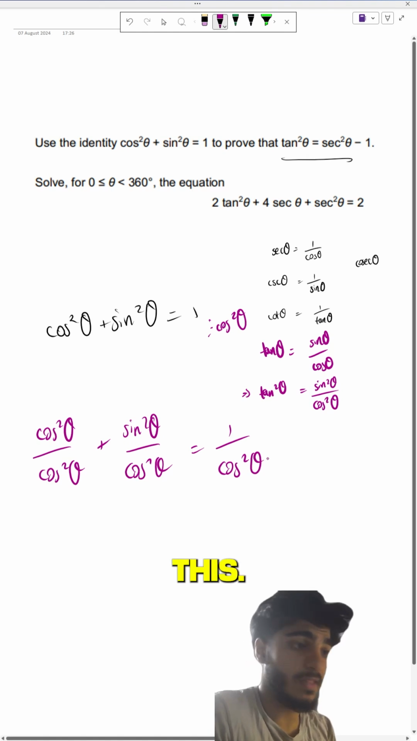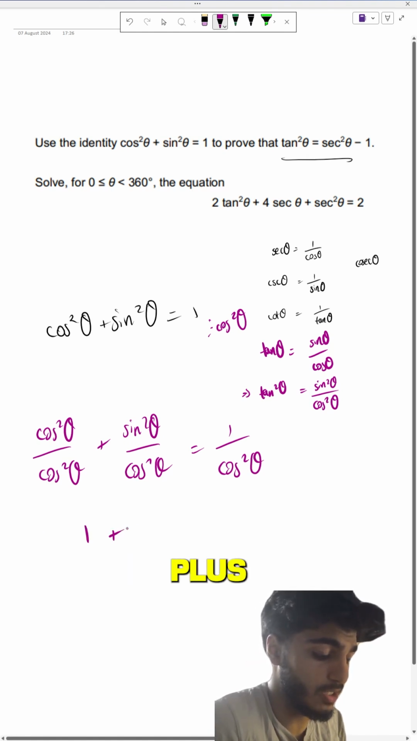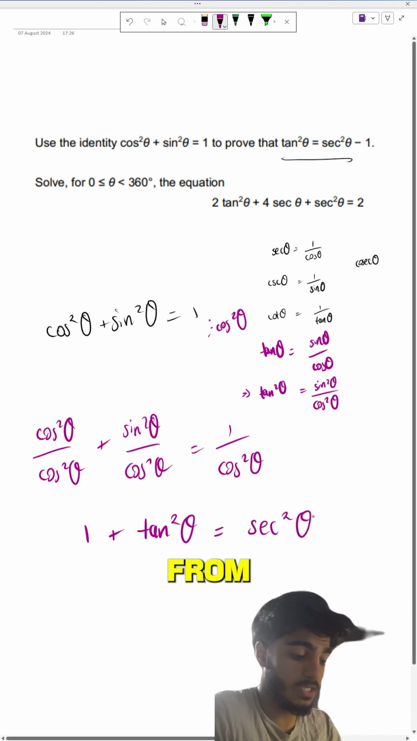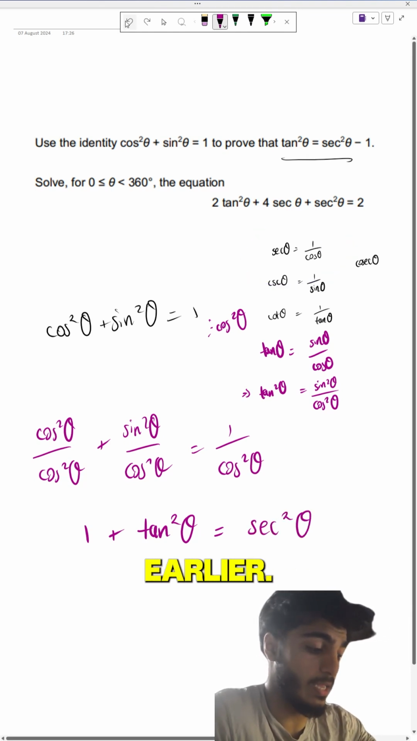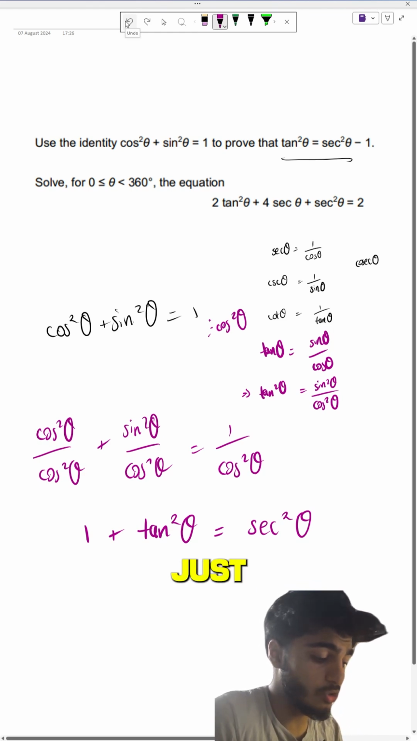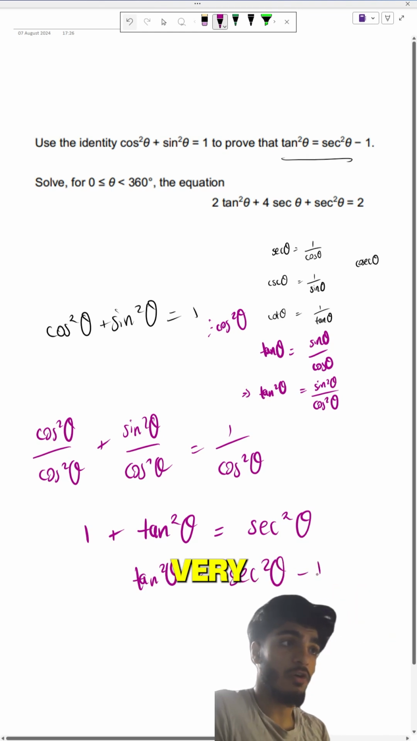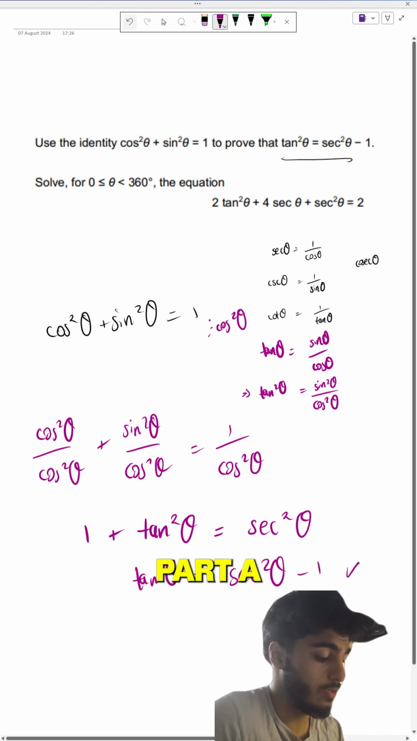And now I can simplify this. This is the same thing as 1 plus tan squared theta equals sec squared theta. This is from our definition that we wrote earlier. Okay, and then we can just rearrange this. Tan squared theta must then equal sec squared theta minus 1. Very, very simple. Part A, done.